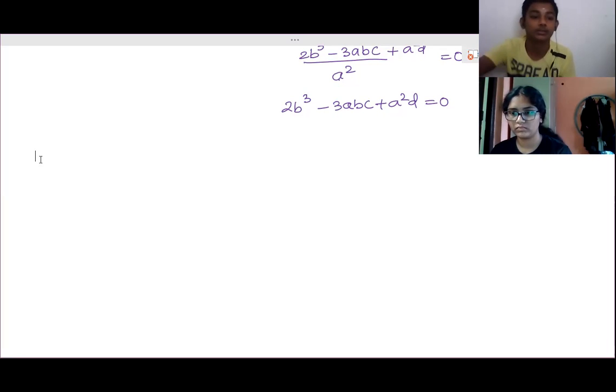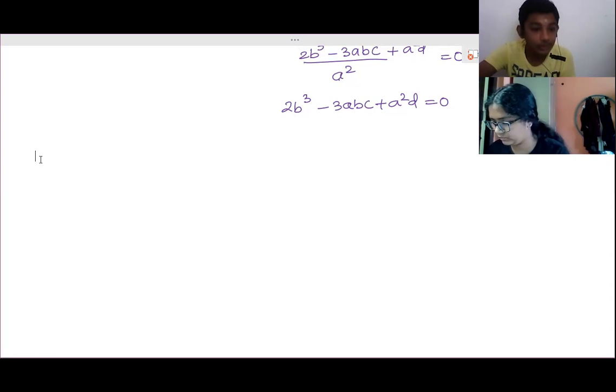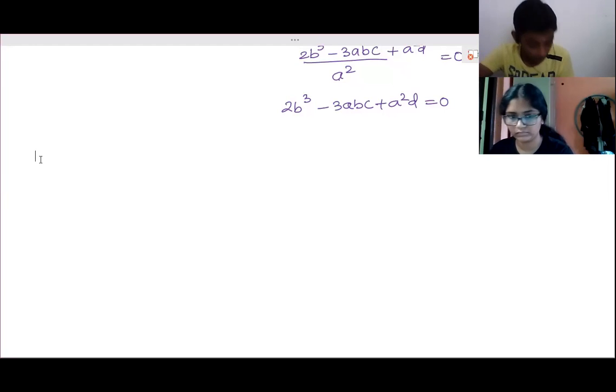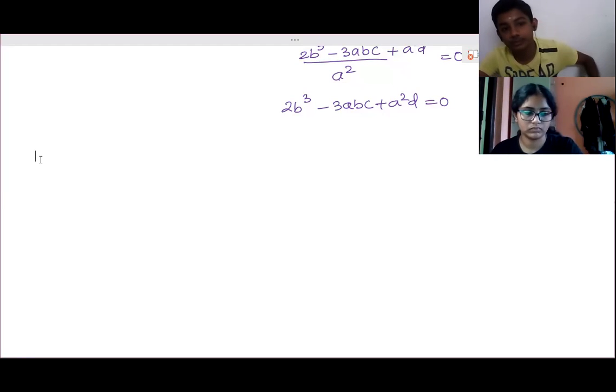Yes, ma'am. One of the zeros you found by hit and trial method. Now to find the factors, you divided using the long division method, and that way you got a quadratic polynomial as a quotient. Then you calculated the 3 factors by factorizing the quadratic polynomial. Do you recall that? Yes, ma'am.